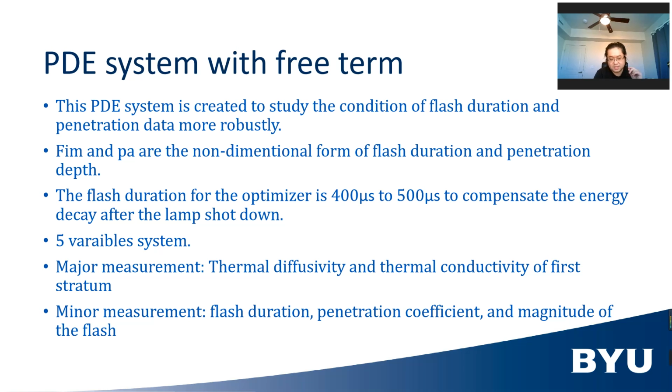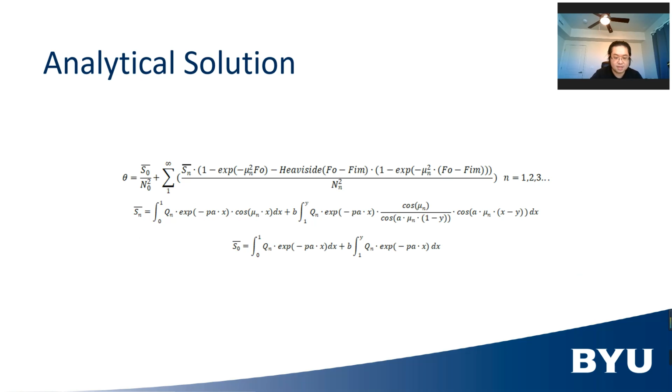This is because after the lamp is shut down, the magnitude of the lamp will have a decay process, and this can still give extra energy to the sample, and this can create error. So this PDE system becomes a 5-variable PDE system: major measurements and minor measurements, flash duration, penetration coefficient, and magnitude of the flash. And this is the analytical solution of the system. As you can see, the more complex the factors are considered, the more complex the analytical solution is.